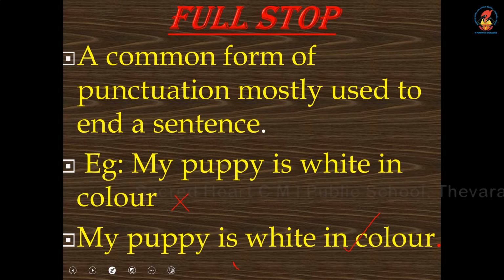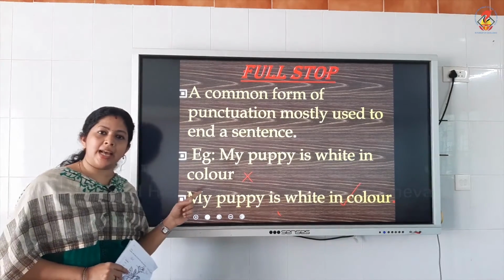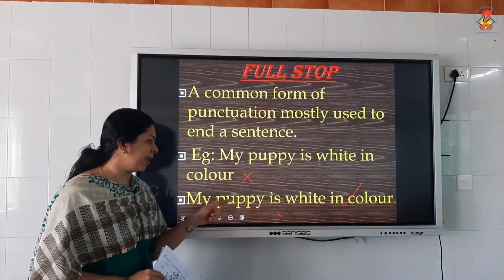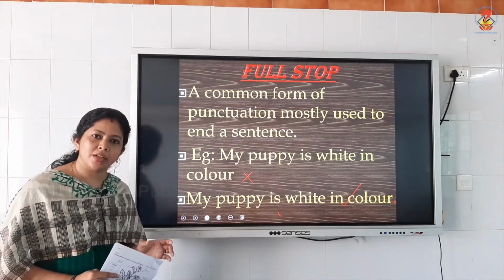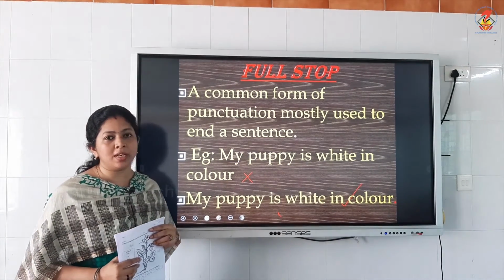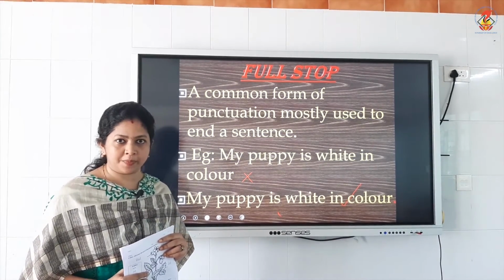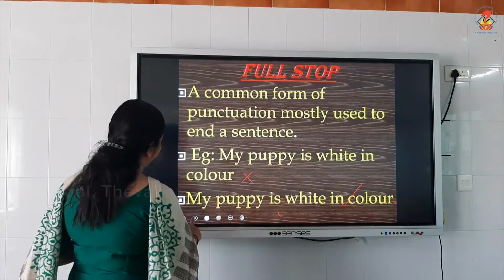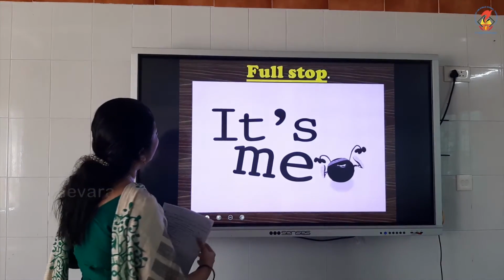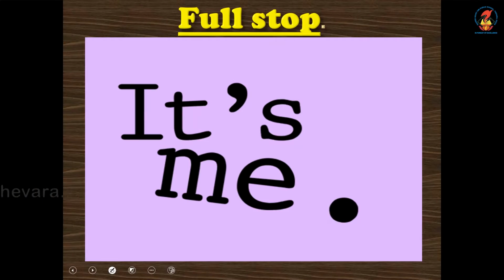The first one is wrong because it doesn't have a full stop. Second sentence is correct. Why? Because it ends with a full stop. Okay. So shall we see a few more examples with picture? Full stop. See, a small full stop is dancing. Wow.